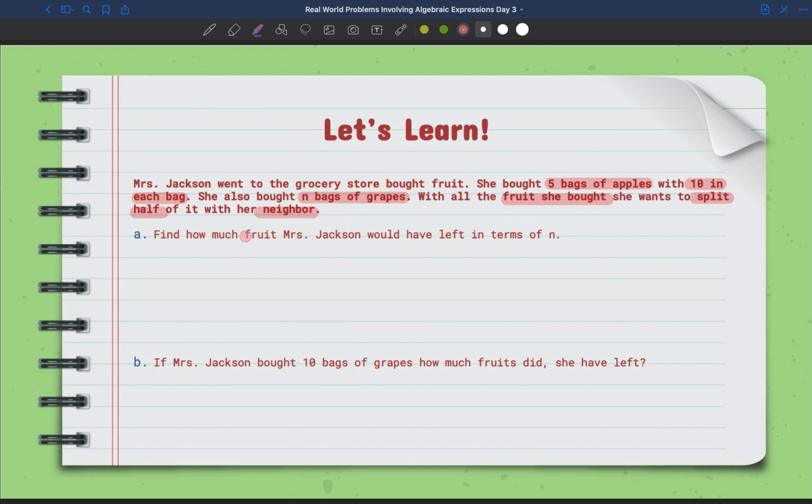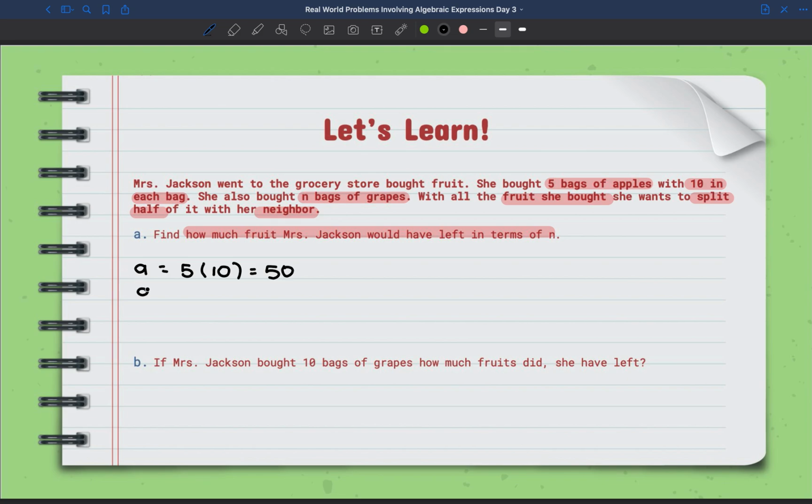Looking at part A, it says find how much fruit Mrs. Jackson would have left in terms of N. So we're trying to find out how much she would have left in terms of N. Well, we know that her apples, she bought 5 bags of them with 10 per bag. So we need to multiply each bag by 10. When we multiply that together, we get 50. So she had 50 apples.